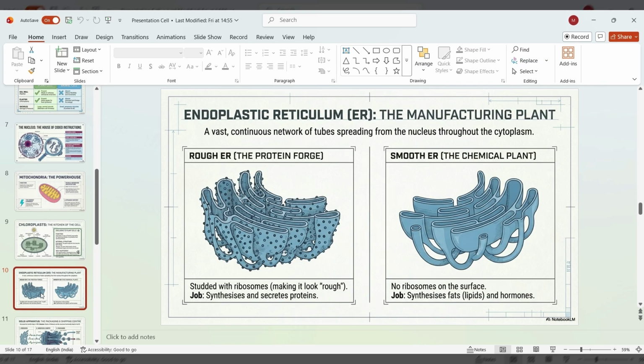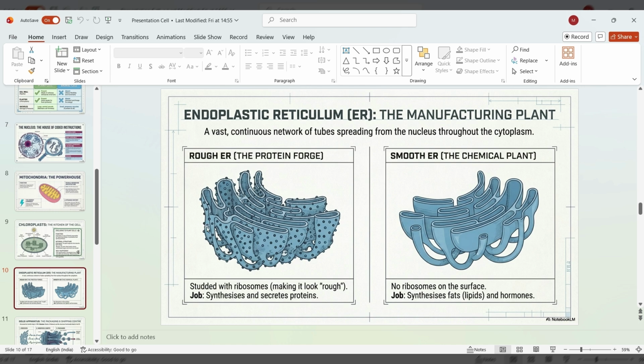Coming to the next structure, that is the endoplasmic reticulum. Endoplasmic reticulum, the name suggests endo means inside, and reticulum means network, and plasmic means plasma membrane. So this is a network-like structure present inside the plasma membrane, and it is of two kinds. One is smooth ER, and another one is rough ER, rough endoplasmic reticulum and smooth endoplasmic reticulum.